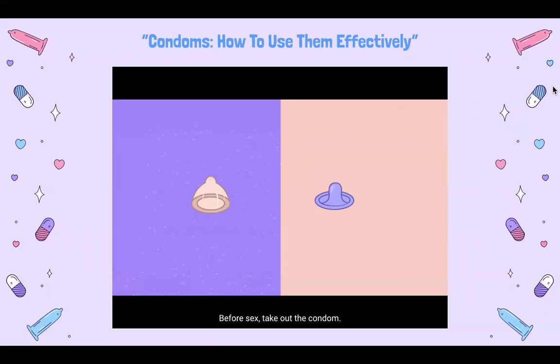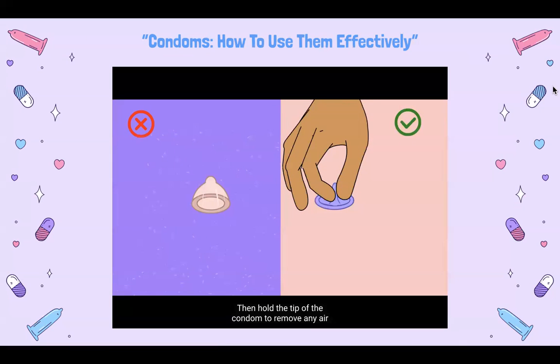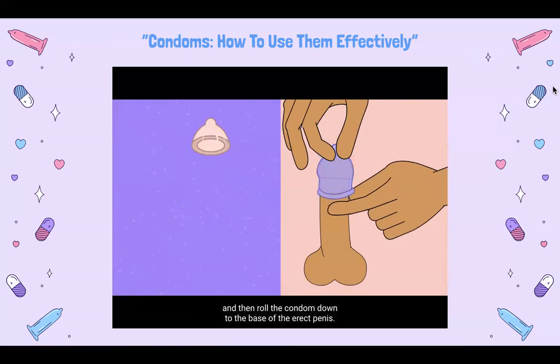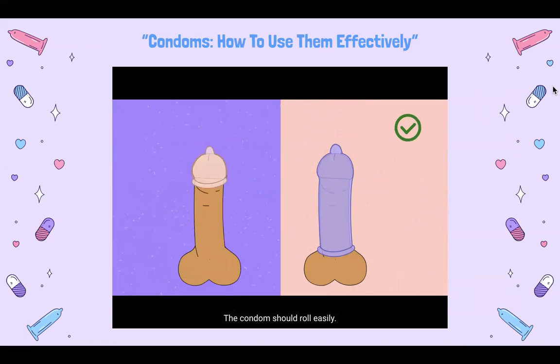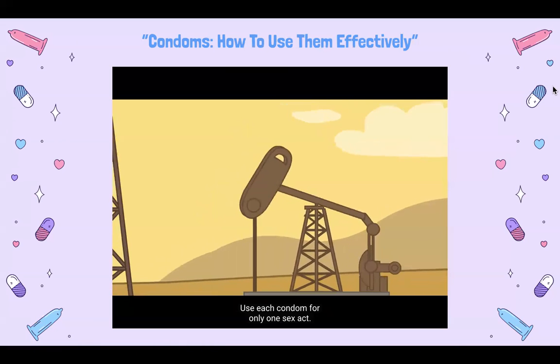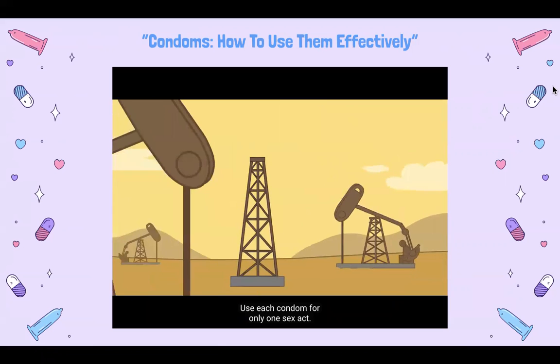Before sex, take out the condom. It should look like a little hat. Then hold the tip of the condom to remove any air, and then roll the condom down to the base of the erect penis. The condom should roll easily. If not, it may be inside out, and you should throw it away and get another one. Use each condom for only one sex act.